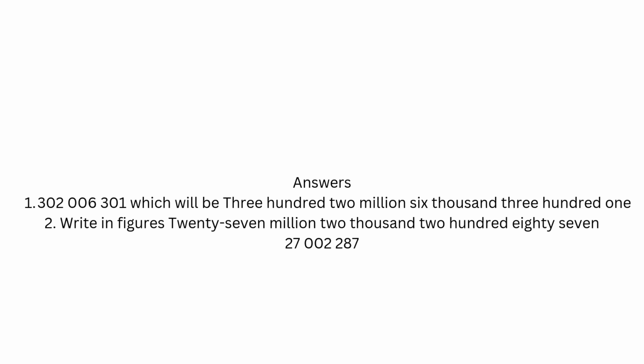For this reading, when you read it, it's even very simple to put it in figures. So it is 27 million. You write 27. 2,000. Remember, when you have 2, it should be at the end of the bunch of 3 numbers we said. So 27,002,000, then 287.